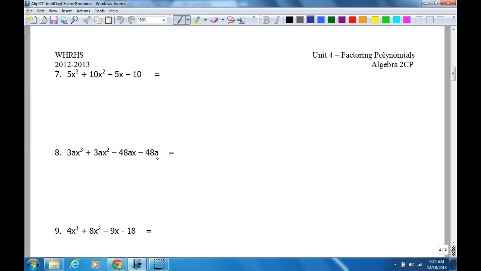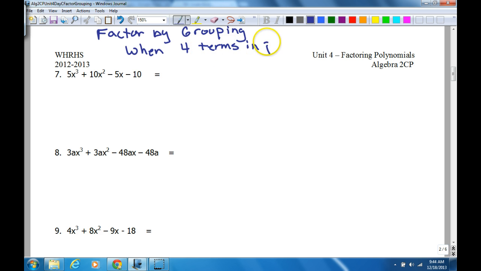Okay, so our main objective of this lesson today is to learn how to factor by grouping. You will use this method of factoring when you have 4 terms in your polynomial. It doesn't really work when you only have 3 or 2. So you have to have 4 terms, okay? And that's an important fact to remember.